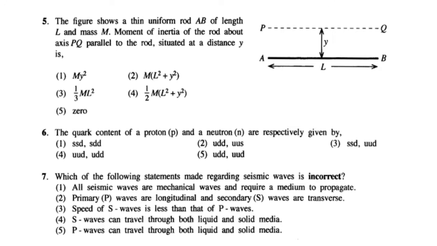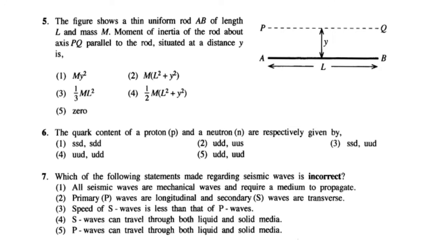Question number 7. They are asking for the incorrect statement regarding seismic waves. Seismic waves occur due to falls of rocks inside the earth. We can find 2 types of seismic waves, P waves and S waves. P waves are primary waves, and again they are called pressure waves. S waves, secondary waves, shear waves. We can compare pressure waves, P waves, with sound waves, and S waves with the waves in a string.